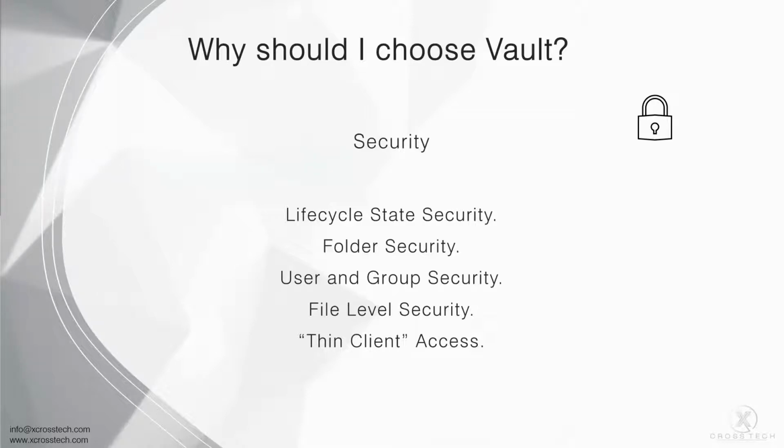That user is then given a role inside of Vault, and that role has security assigned to it. If they're assigned to a group, that group has security assigned to it. You can then even go down to the file level of security and actually right click on a file, a bit like Windows Explorer again. You can go in and select file level security.